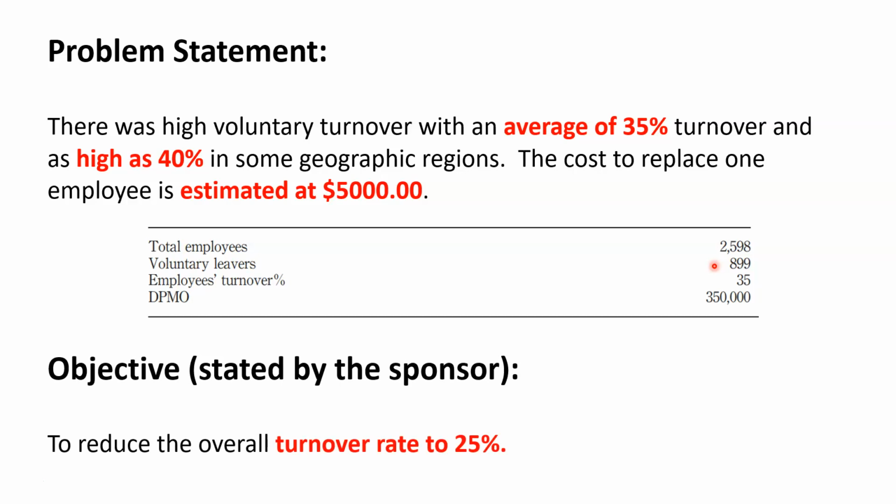So the objective, set down by the sponsor, the vice president, was to get it down to 25%. So we wanted to lower that rate down to 25%, and they were going to have a solution that was going to save them over $1 million.